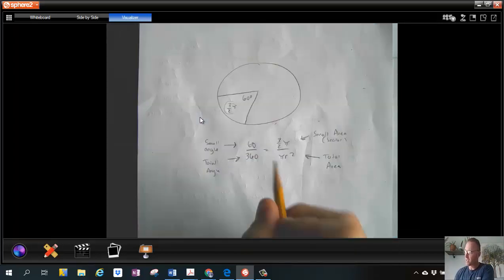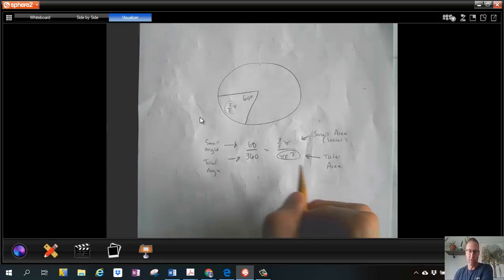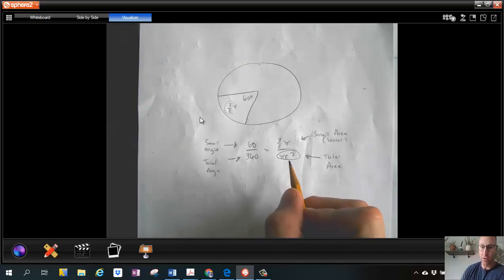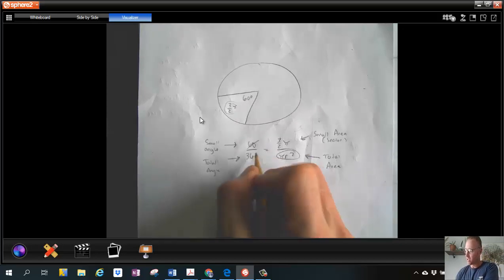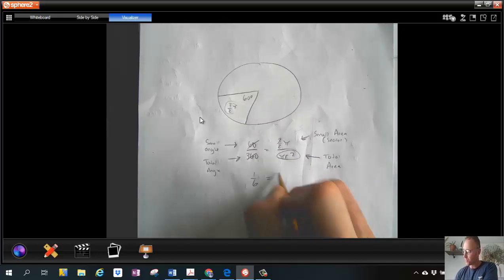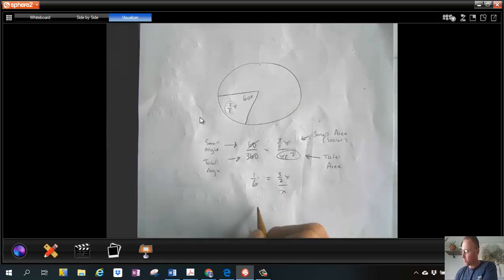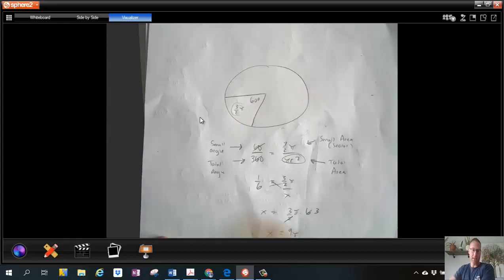But all you guys have to do is solve this now, and you're solving for this quantity. You don't have to solve for the radius. You're just asked to find the area of that circle, which is this whole value right here. So, make a fraction out of this. 1/6 equals 3/2 pi over x, and cross multiply. So you're going to have 3/2 times 3/2 pi times 6 when you cross multiply. And 2 goes into 6 3 times. 3 times 3 is 9, so you end up with 9 pi as your answer.